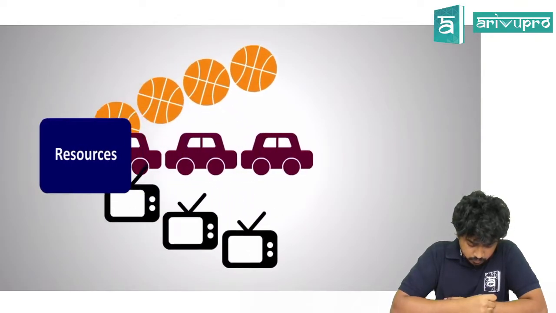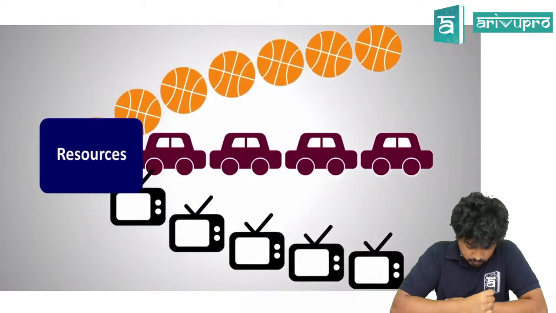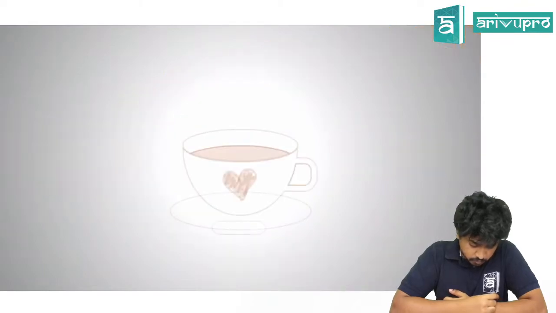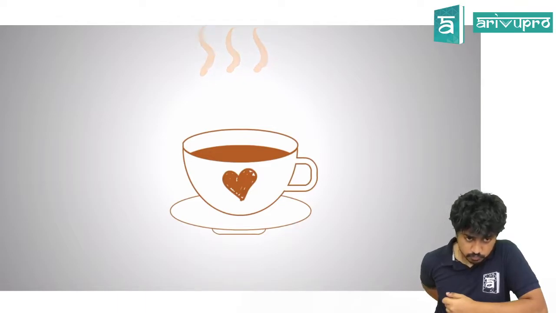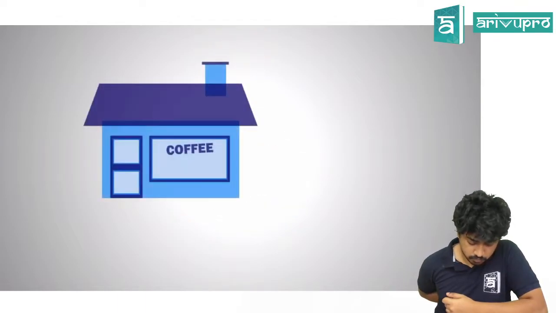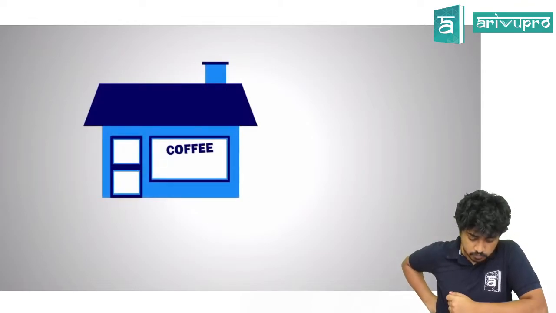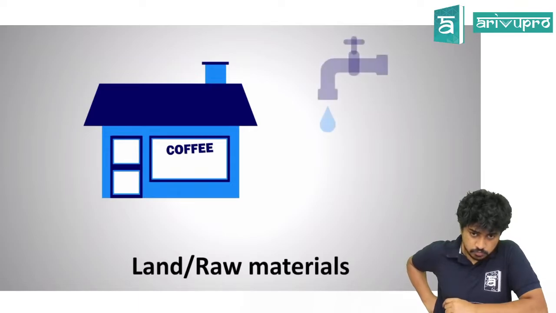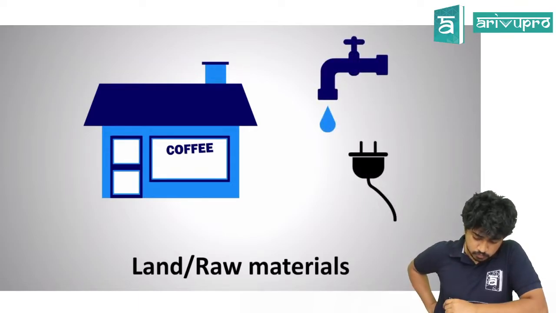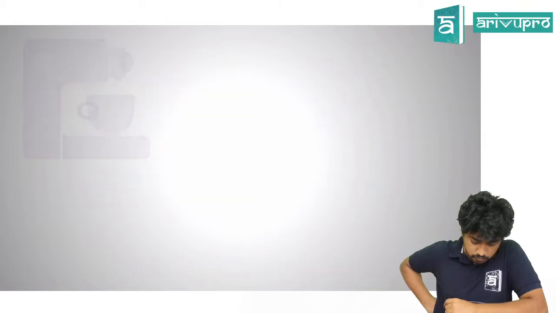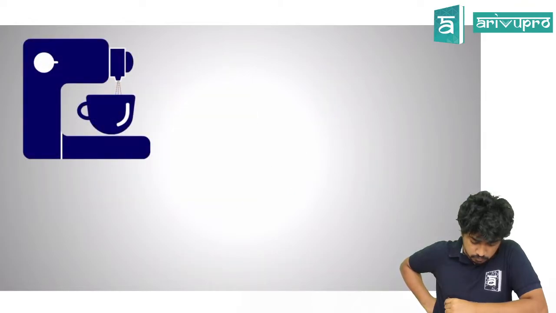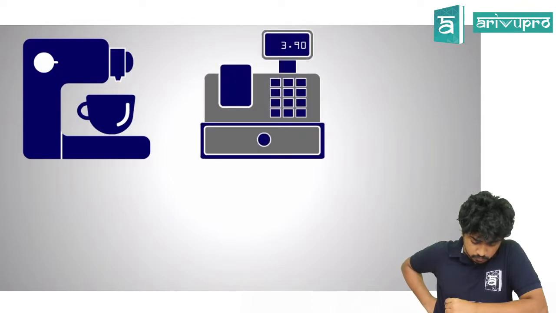Suppose you want to sell awesome coffee to people. What do you need? Maybe a cafe? So you've got to rent some place. That's land, isn't it? You also need water and electricity and, of course, coffee beans. What's this? Raw materials. What else do you need to sell coffee? What about coffee maker machines? Cash registers for cash transactions. So these are machines and tools that help us produce our goods, in this case, coffee. These are also what we call capital.